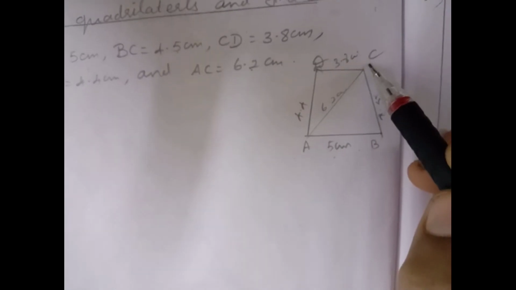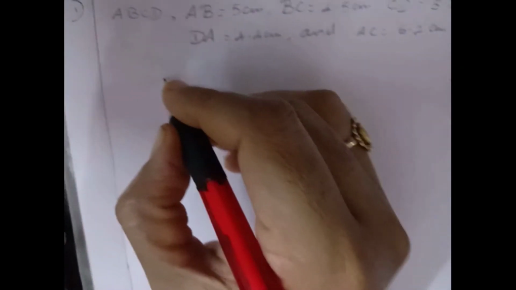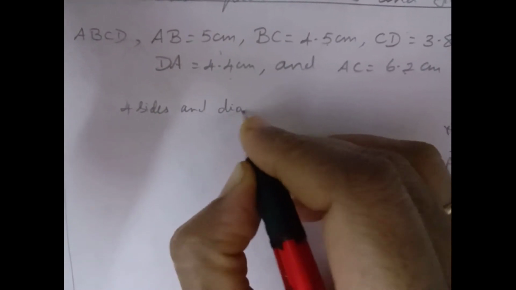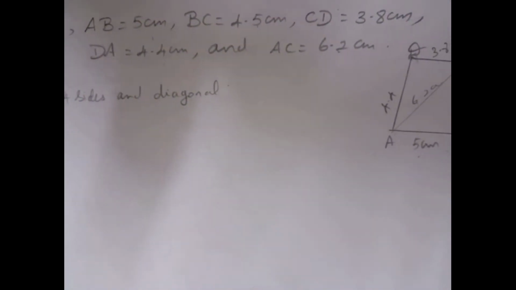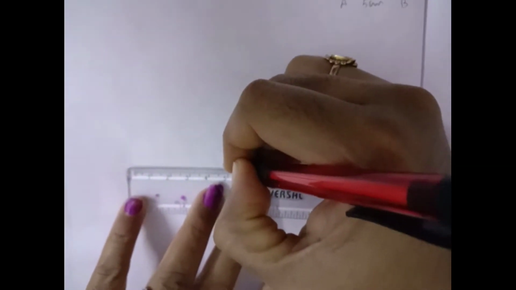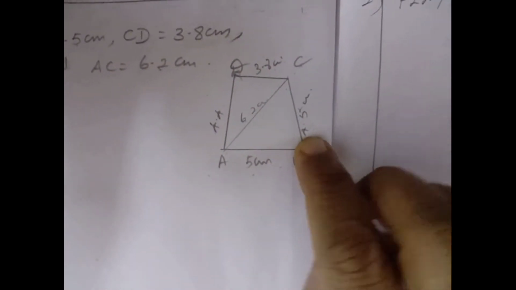First draw the rough quadrilateral and mark the measurements: AB equal to 5, BC equal to 4.5, CD equal to 3.8, DA equal to 4.4, AC equal to 6.2. If you see here, they have given 4 sides and a diagonal. First take AB, 5 centimeter. Then BC equal to 4.5.